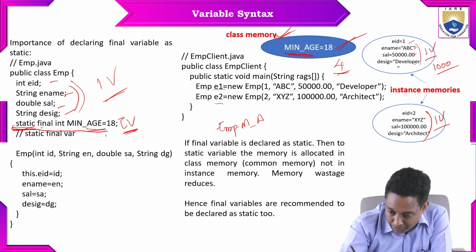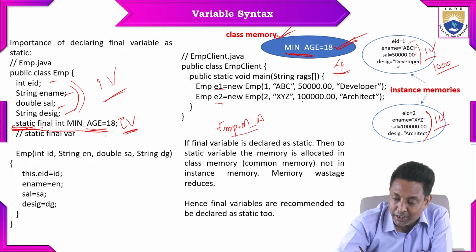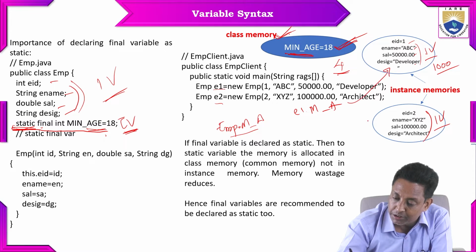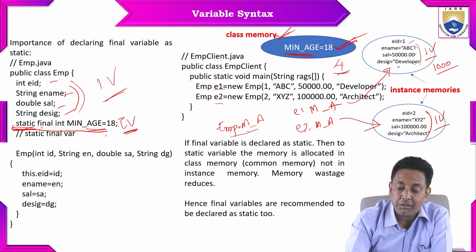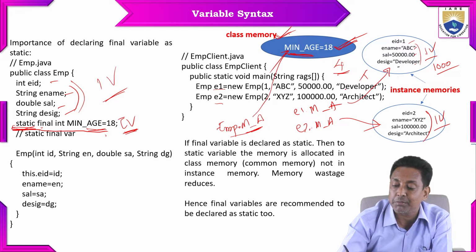Static variables, because their memory is allocated in class memory, can be called with the class name dot, because their memory is not in instances. If their memory were in instance memory, e1.min_is would point to a different location, and e2.min_is would point to a different location. But the min_is variable's memory location is now in the class memory, not in the instance memory.